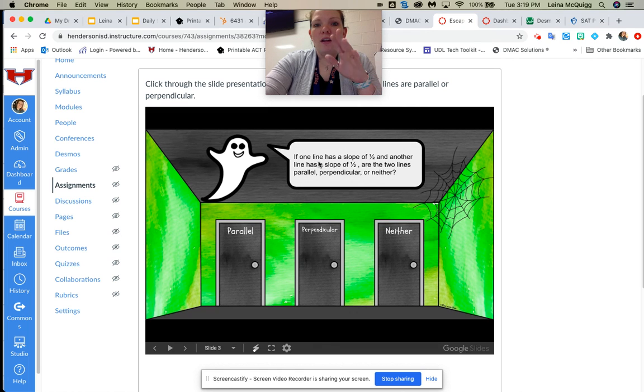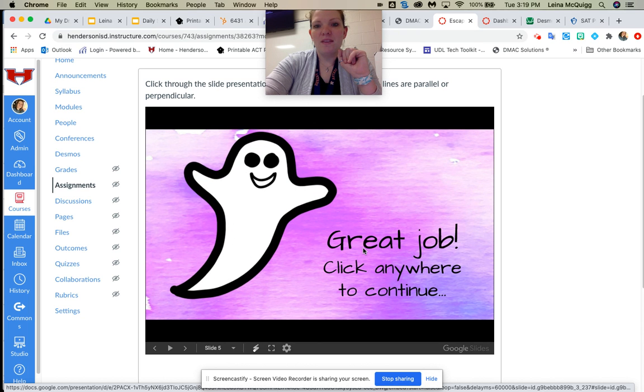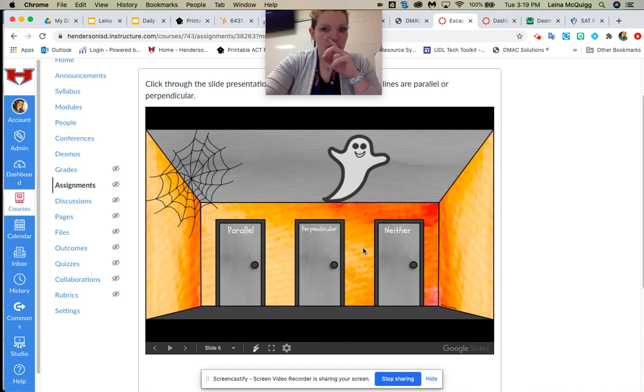So he says, if one line has a slope of 1/2 and another line has a slope of 1/2, are the two lines parallel, perpendicular, or neither? And you need to select the door that you think is true. Well, these two things are the same. They have the same slope. So since they have the same slope, they are parallel. We're going to click here. Okay, good job.